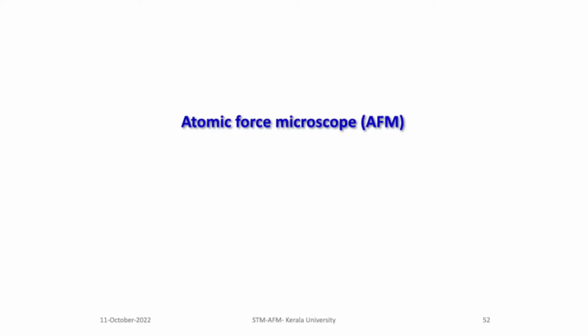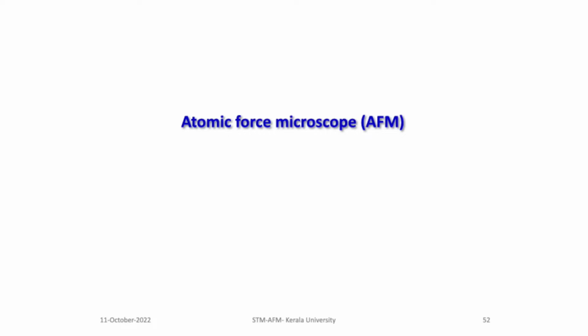So we already saw what a scanning tunneling microscope is and what its features are. But it had a problem, right? What was the problem? Only conducting samples, or at least very small samples, were the only possibility there. And most of our materials are non-conducting. A majority of our samples are non-conducting. So STM is not of use there.